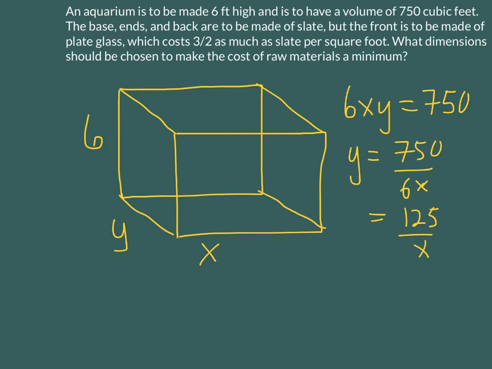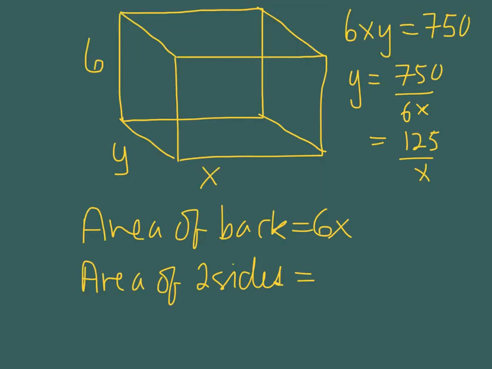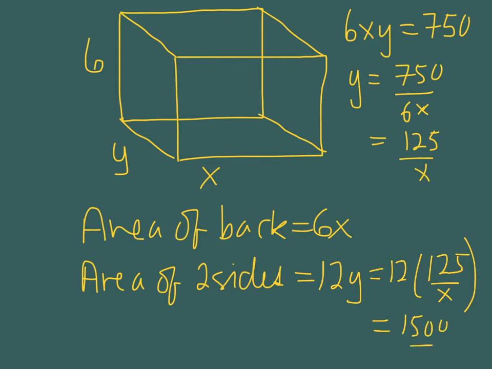In order to get the cost, I need to find the area of all of the sides. The area of the back will be 6 times x. The area of each of the sides is 6y. So the area of the two sides together is 2 times 6y, or 12y, which is 12 times 125 over x. I'm going to put everything in terms of x because I know I'm going to have to minimize cost, and I'd like to have it all in terms of one variable. So the area of the two sides is 12 times 125 over x, which is equal to 1500 over x.